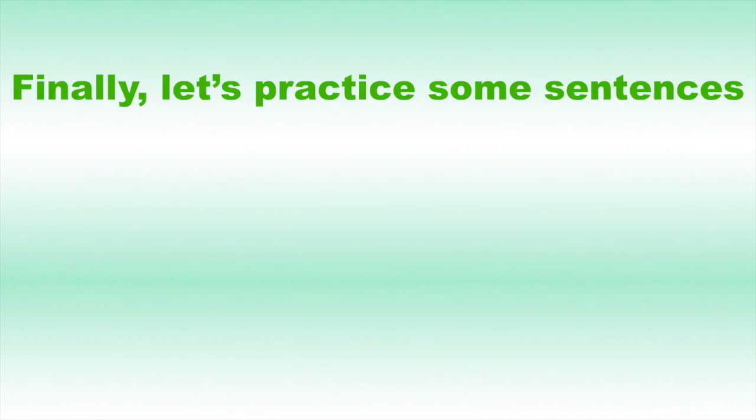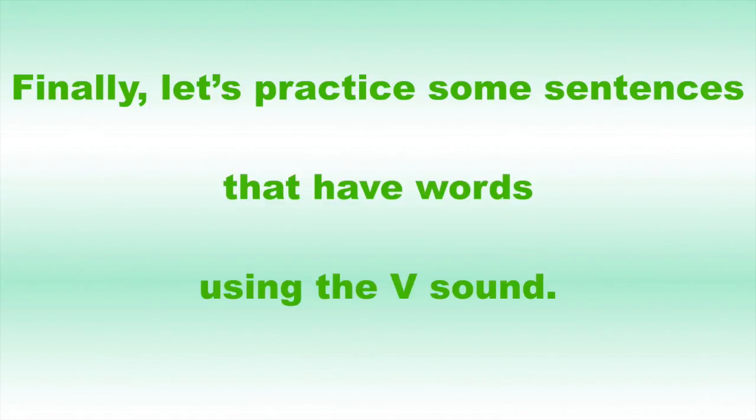Finally, let's practice some sentences that have words using the V sound. Vicky has a van. Vicky has a van. That veil is very violet. That veil is very violet.